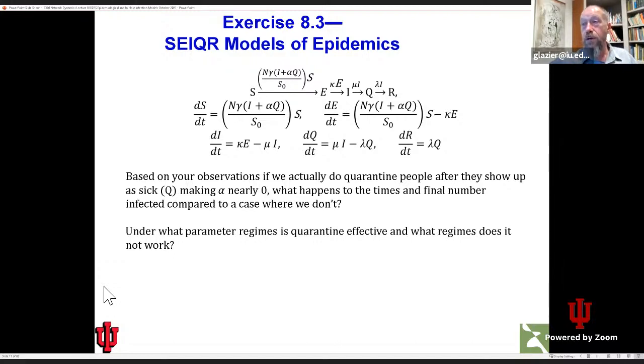And asking this question, in what parameter regimes is quarantine effective and when not? And that could be both in terms of the value of alpha, but also in terms of the behavior of the disease itself. If the quarantine is short, it may not be effective. If alpha is near 1, it may not be effective. But you'd have to play and see what happens.